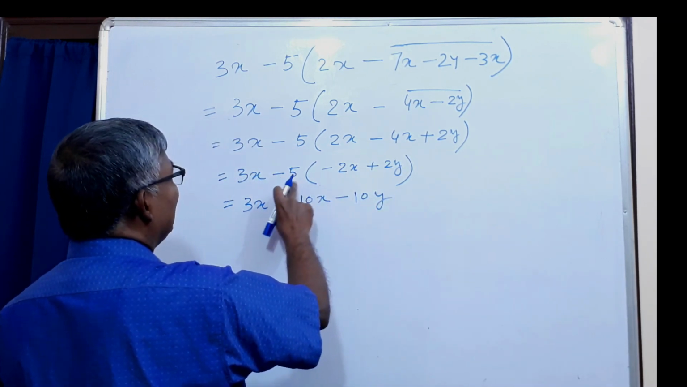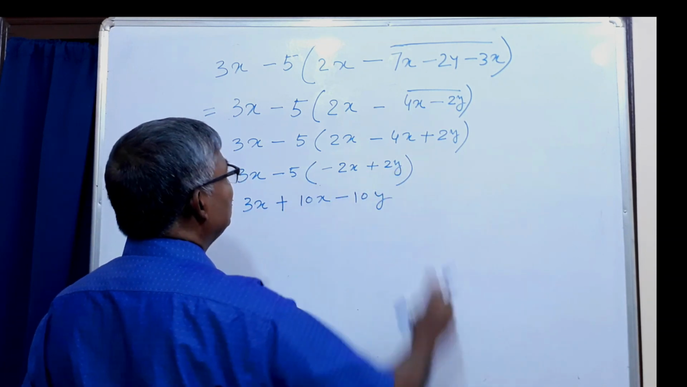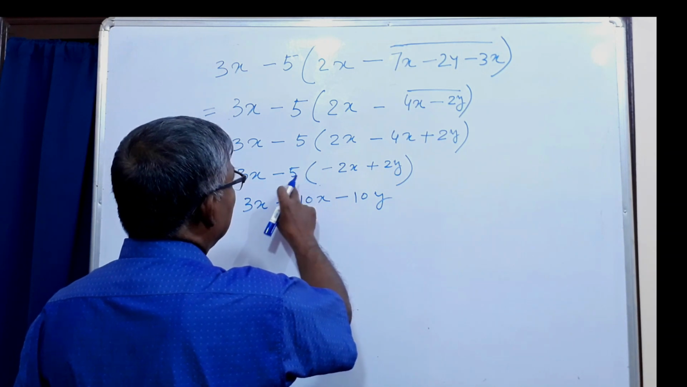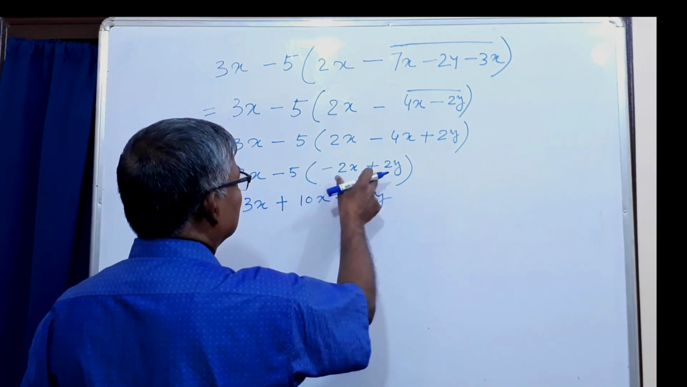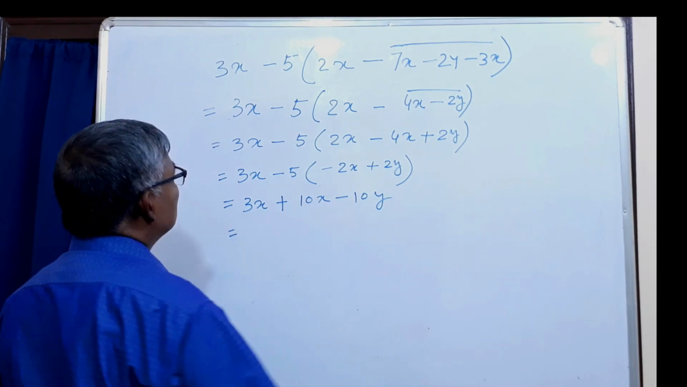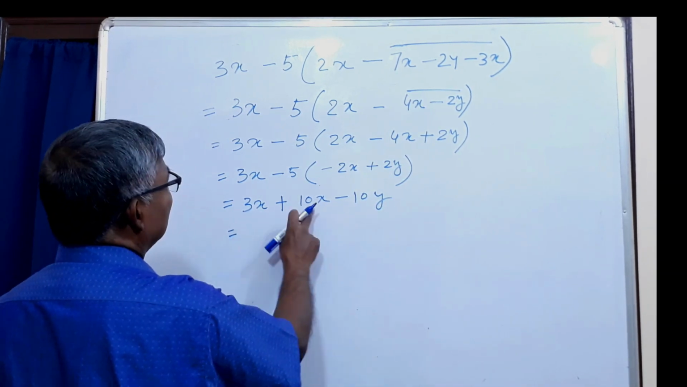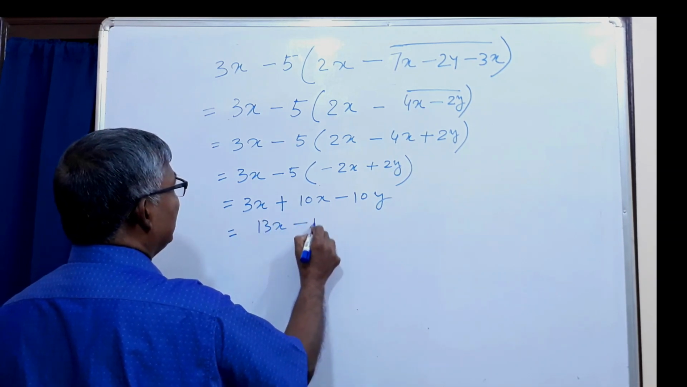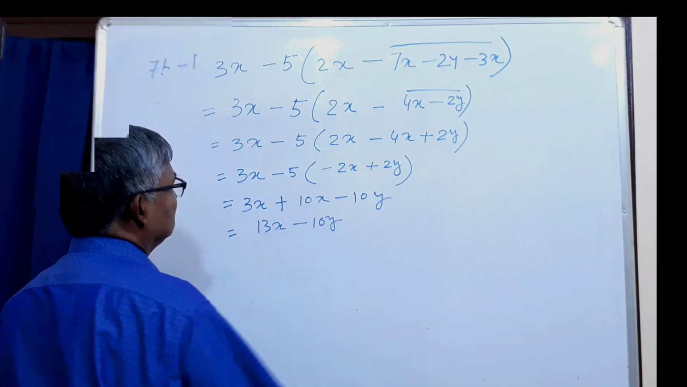So this numerical term to be multiplied with numerical term. So 2 into 5 means 10, and here is minus, here is plus. I have already told you it will be negative. Here again you see 3x and 10x. So it will be 13x minus 10y.